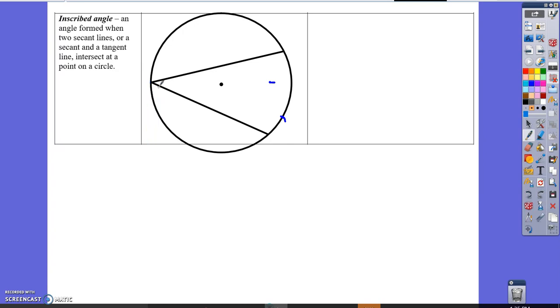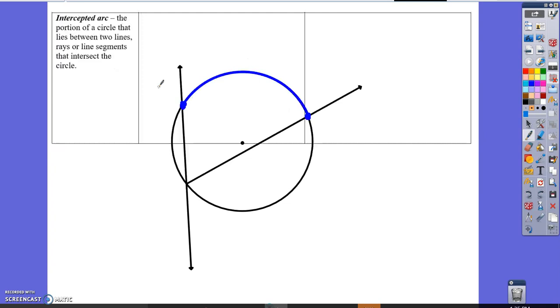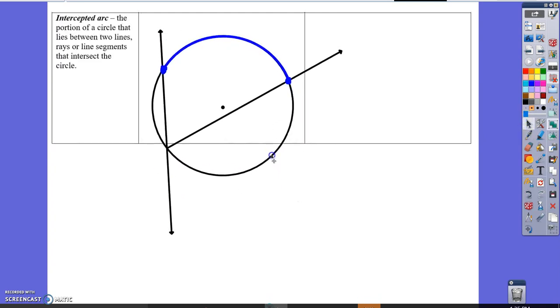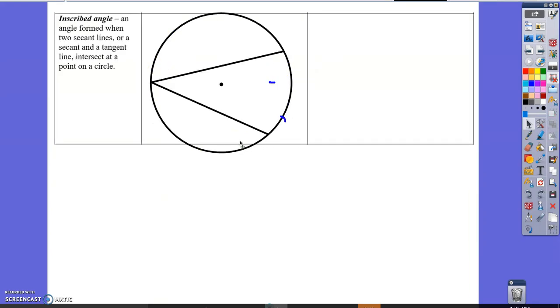Okay. Then we have the intercepted arc. And notice here we have two secant lines. The intercepted arc is the arc where the two lines come across. This could be considered an intercepted arc over here, and so can this. But we're just talking about there. You could have used this picture for your inscribed angle.